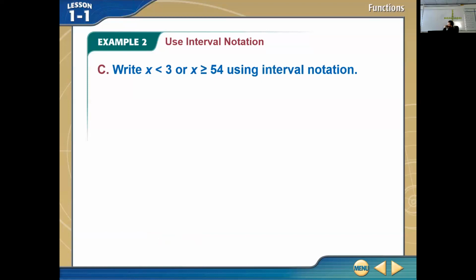Okay, C says write x is less than 3 or x is greater than or equal to 54. So in this case, we want to decide which is our high number or our top end of our interval, which would be 54. And then 3 is going to be our low end of our interval simply because 54 is greater than 3. You can see that next to 3, we're going to have a parenthesis because it is not inclusive. But next to 54, we're going to have a bracket.